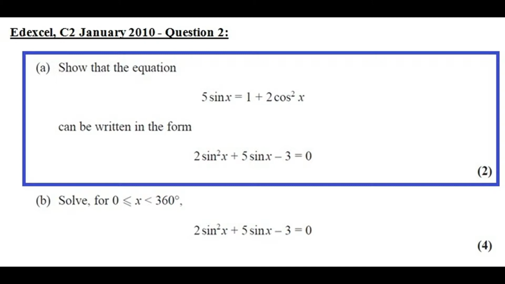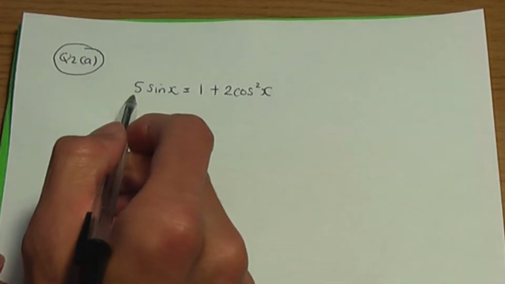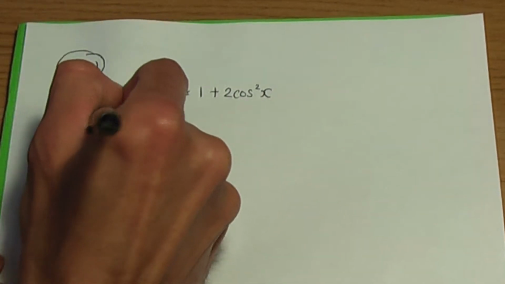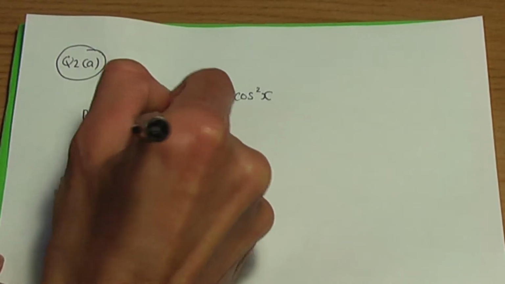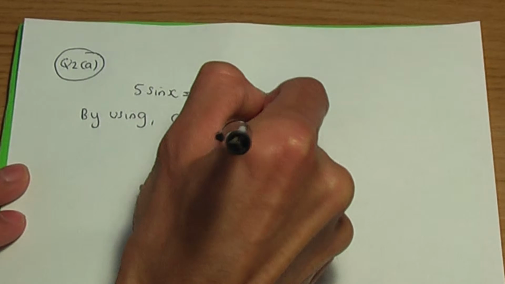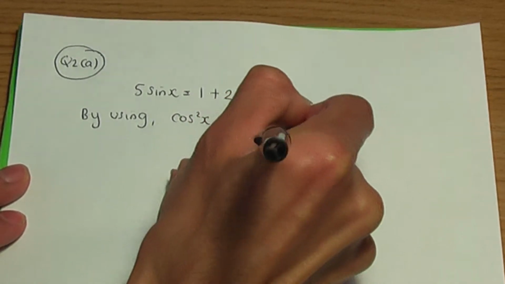So this indicates that we may need to use the Pythagorean identity cos squared x plus sine squared x is equal to 1 in order to rewrite that cos squared term as a sine squared term. So let's do that. So back to the paper and pen. So here is the equation as it stands. So as discussed, let's use the Pythagorean identity cos squared x plus sine squared x is equal to 1.